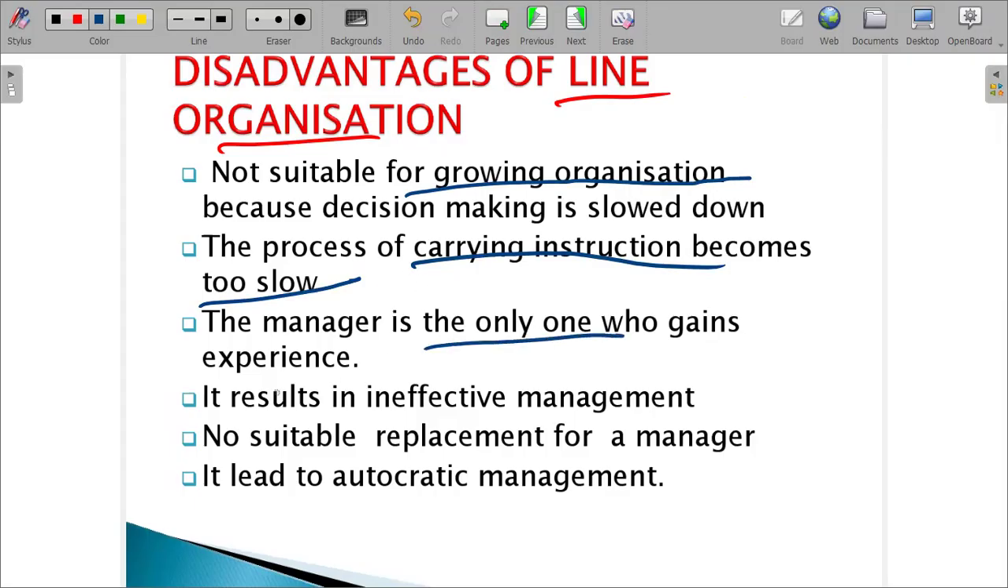The manager is the only one who gains experience since he wears many hats. He does finance, recruiting, sales and marketing, so he gains a lot of experience. It might also result in ineffective management, since a manager might not be good at other areas. For example, he might not be good at finance. There is also no suitable replacement, since employees will not have experience. So this type of organization can lead to autocratic management.